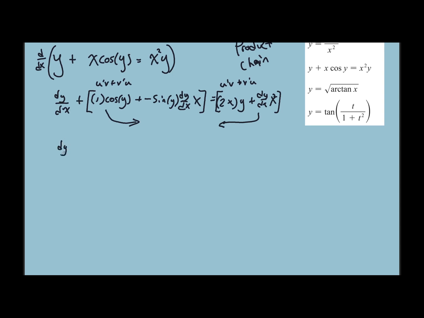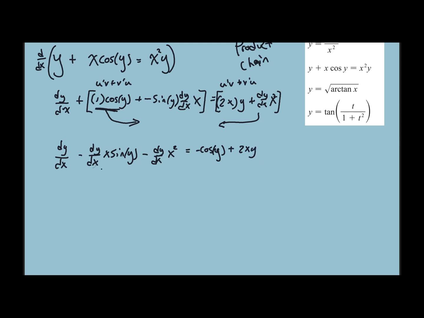on one side. Dy dx minus dy dx x sine y minus dy dx x squared equals negative cosine of y, we subtracted that over from here, plus 2xy.